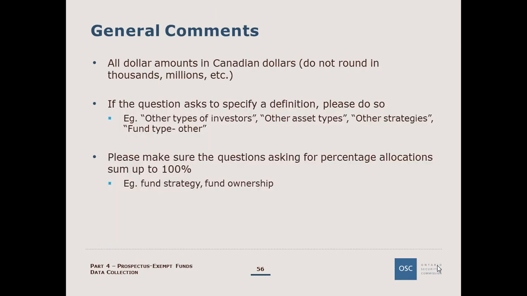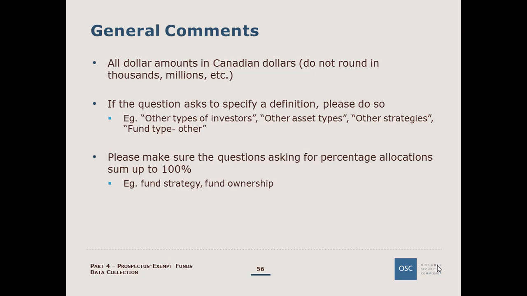Also, I'd like to add some general comments based on questions we have received in previous years and based on some issues we have identified with previous data submissions. First of all, please make sure that for all questions which ask you to provide data in dollars, all the amounts are in Canadian dollars. Please do not round to thousands, millions, billions. Please do not write K for thousands or M for millions or B for billions. Just include raw numbers. As I already mentioned, if the question asks you to specify a definition, please do so. For example, in the other types of investors, other asset types, other strategies, fund type, other.